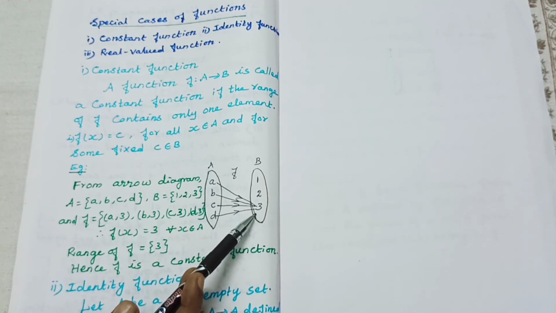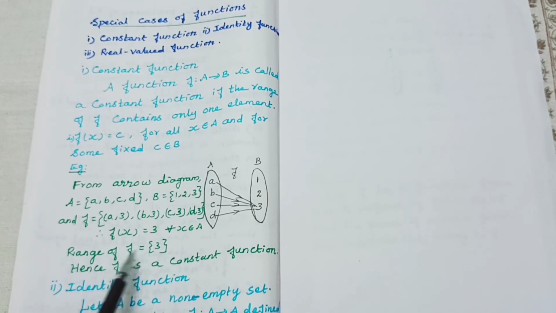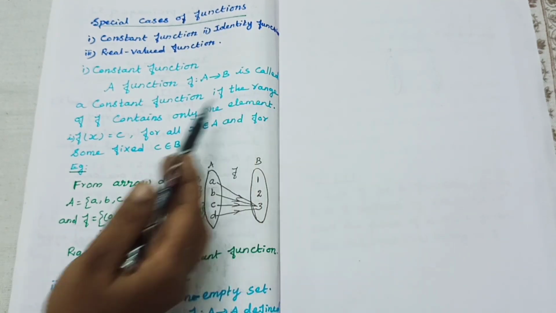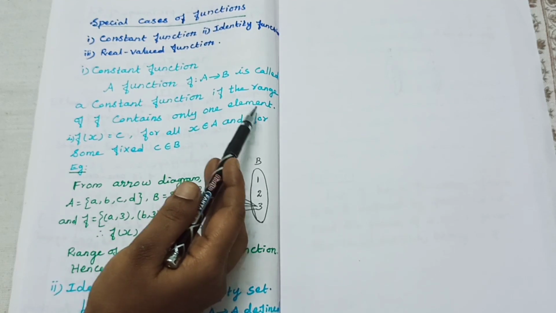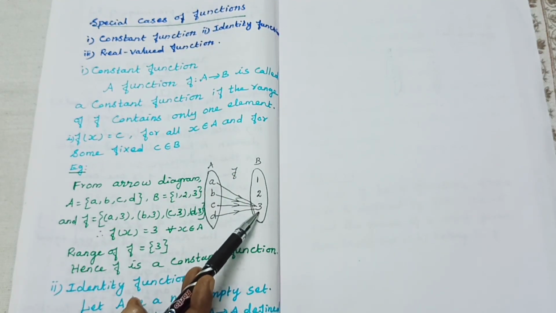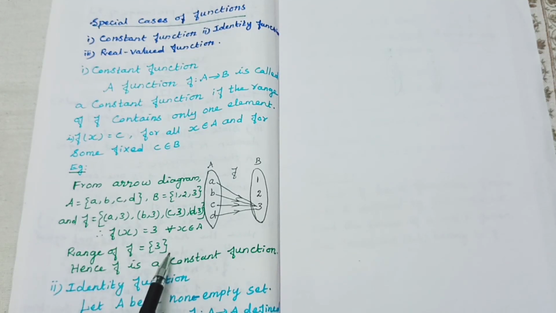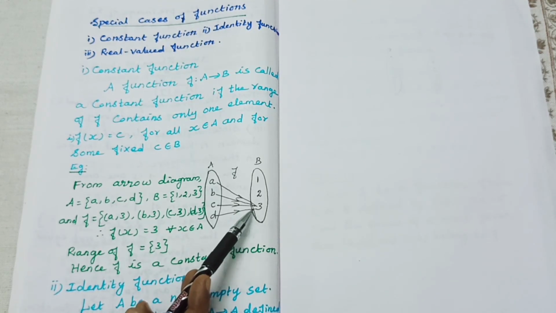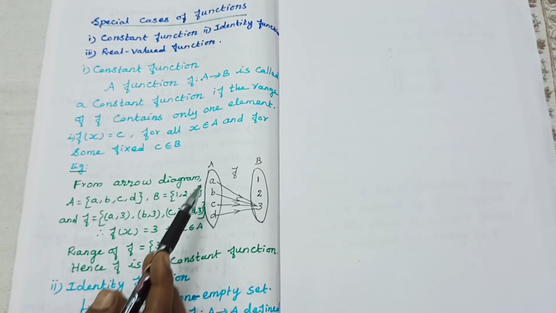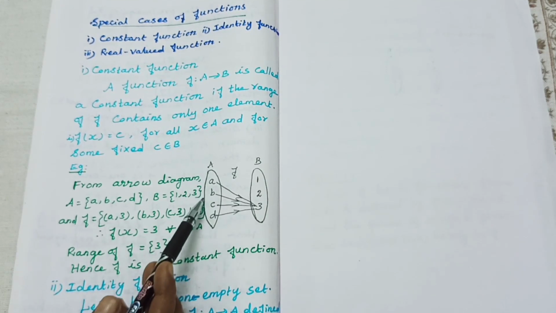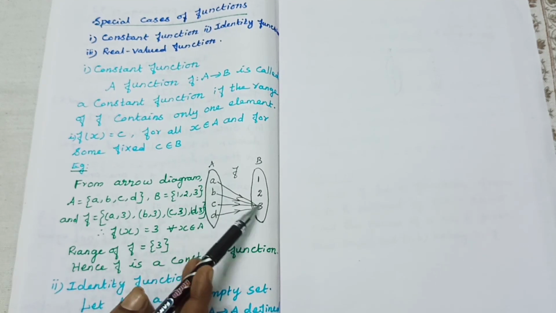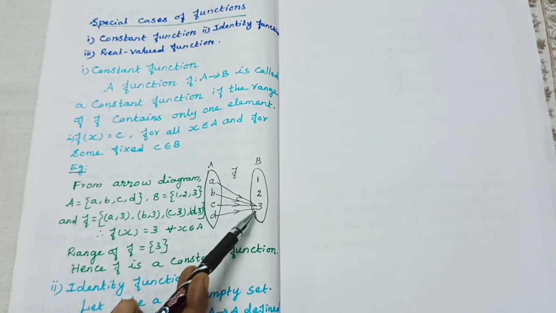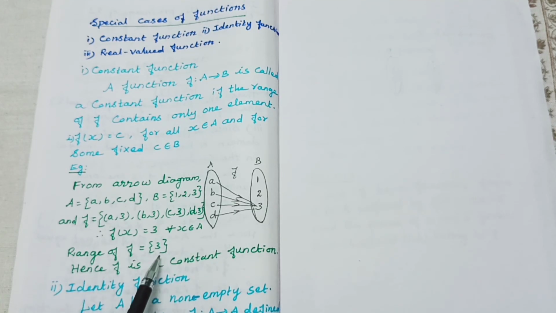If the range of f contains only one element, it is called a constant function. Here f is a constant function. f of x is equal to 3 for all x belongs to A. This x belongs to A, every element. What's the range? Here what's the image? 3 is the image. Therefore the range is 3. Have you understood? Hence f is a constant function.